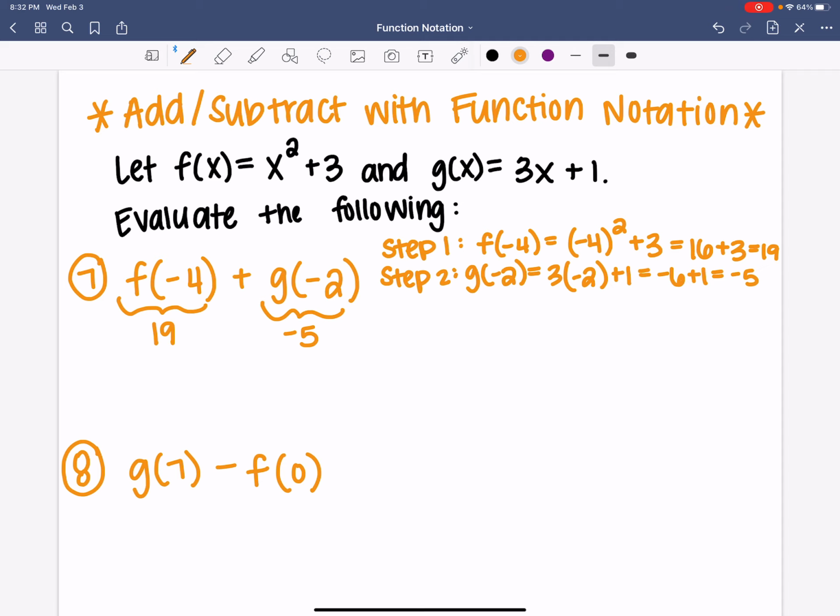And then our final step is to add them together. So I'm going to add 19 plus -5. Now that's really the same thing as subtraction. So 19 minus 5 gives us a final output of 14.